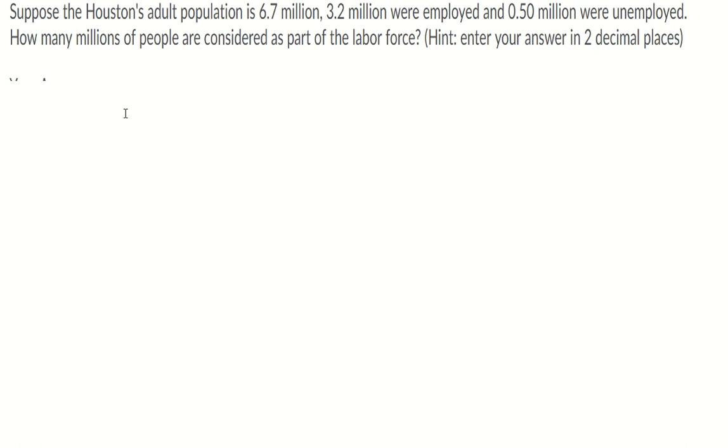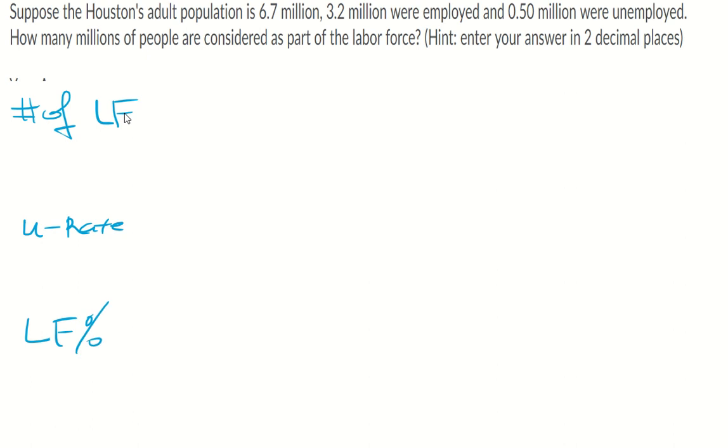the question might appear in three ways. First, it might ask you how many million people are in the labor force. So, let me write it down: number of people in the labor force. That's the first way we can ask you questions. It might also ask you what is the unemployment rate, also called the U rate. And it also might ask you what is the labor force participation rate.